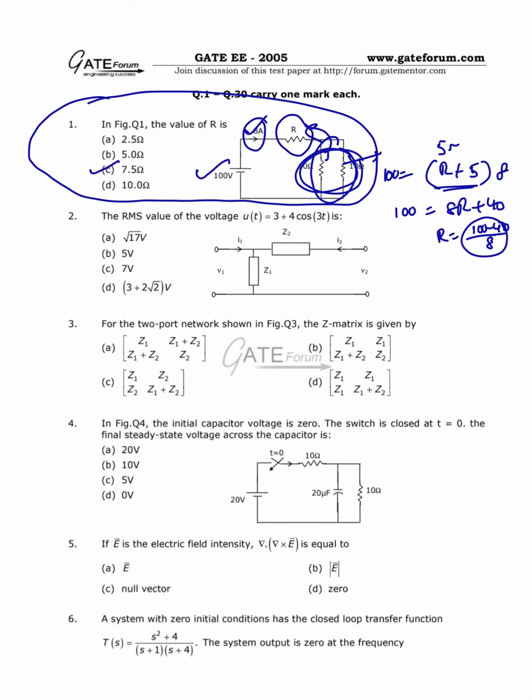Come to the next question. RMS value of the voltage u(t) equal to 3 plus 4 cos 3t. These are the options. This diagram does not belong to this question; this one belongs to this question. Now, if you want to prepare for this type of question, you must acquire some knowledge on it. See, he asked for the RMS value.